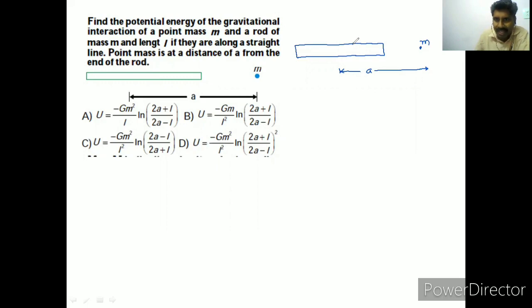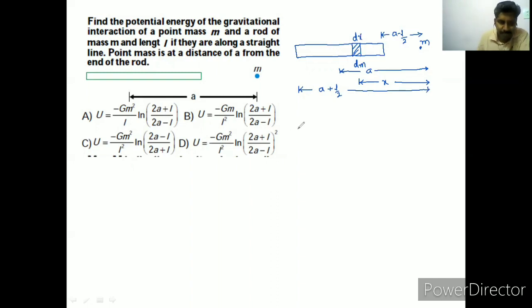So I am taking a small element of this rod, with length dx and mass dm. Now the distance from this element to the point mass is x. The end of this rod to the point mass is a minus L by 2, and the other end is a plus L by 2. This is the distance.